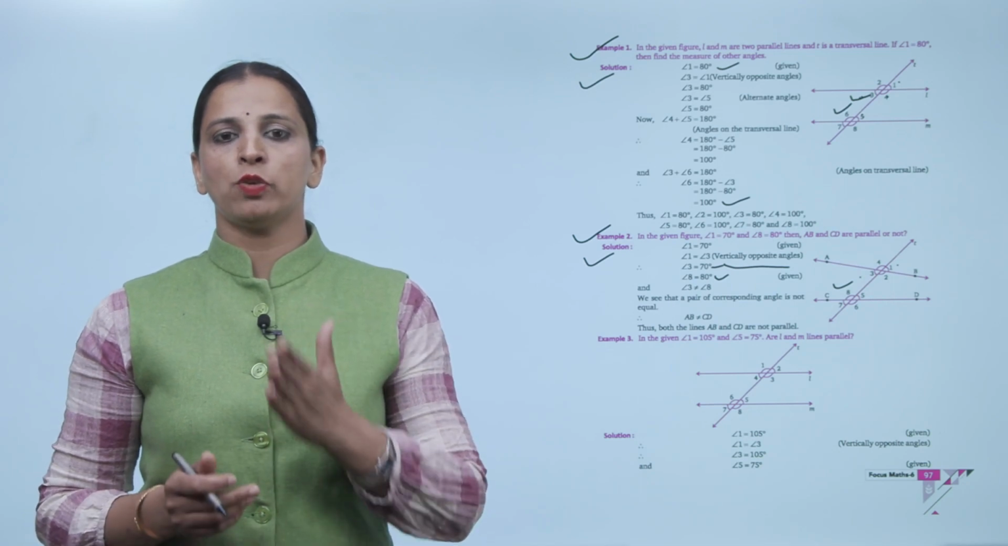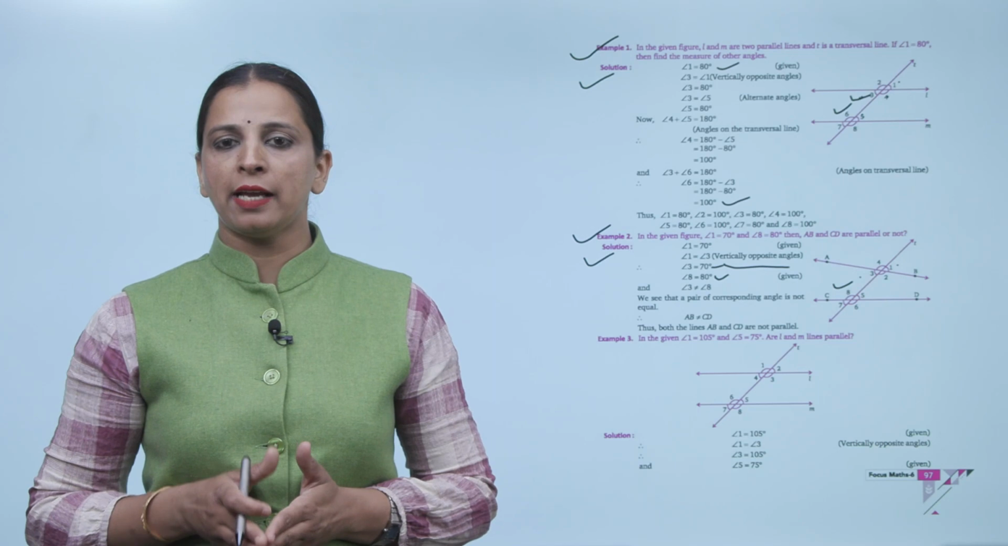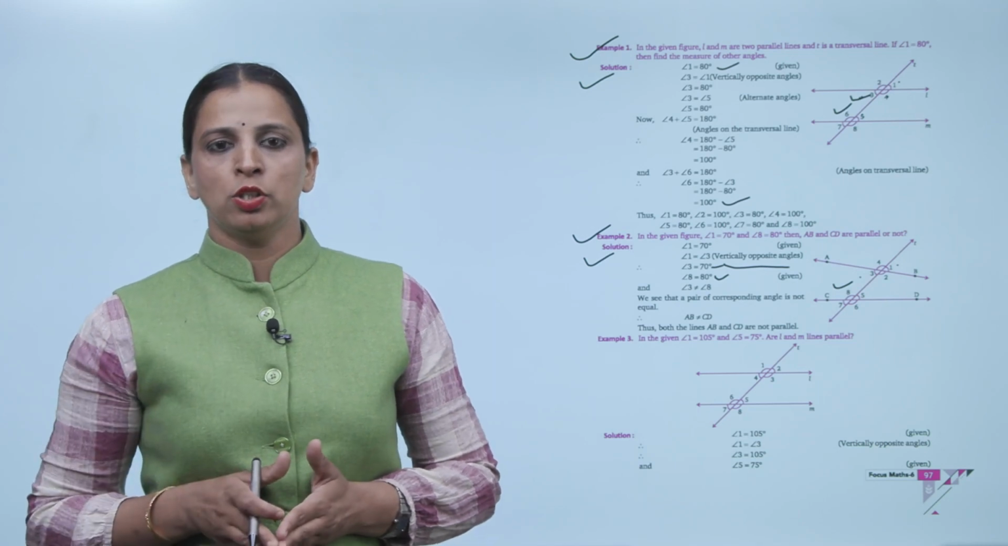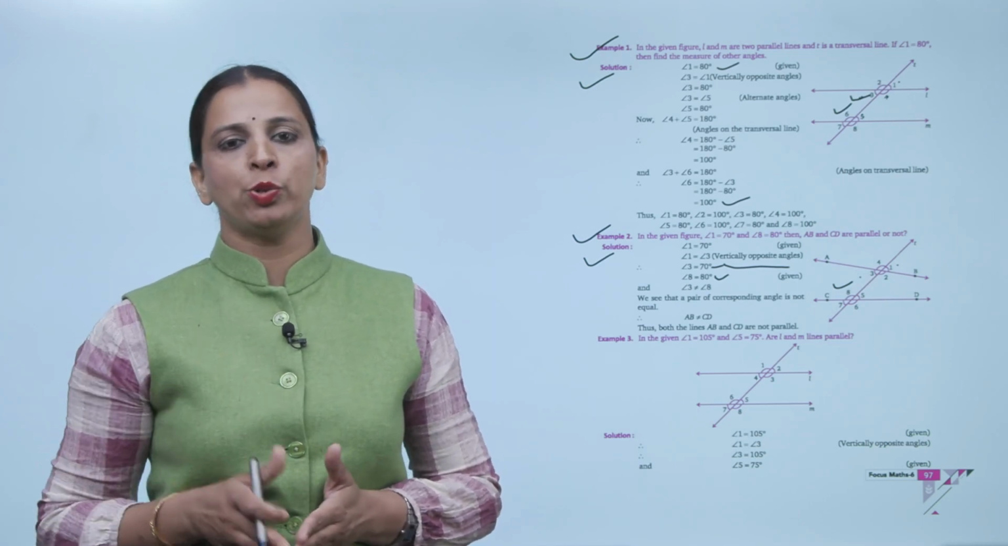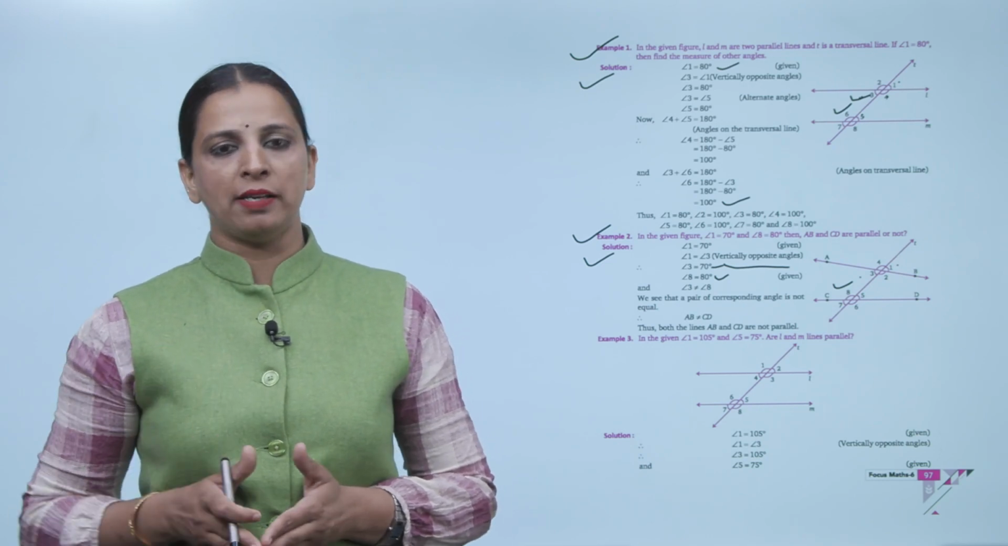Angle 3 is not equal to angle 8. We see that a pair of corresponding angles is not equal. So AB is not parallel to CD. Thus both the lines AB and CD are not parallel.